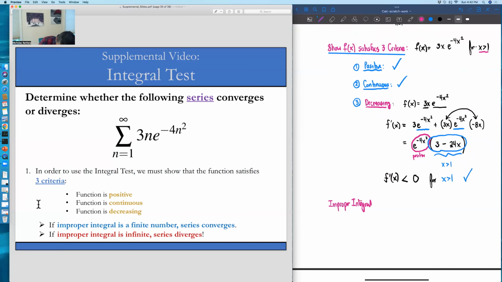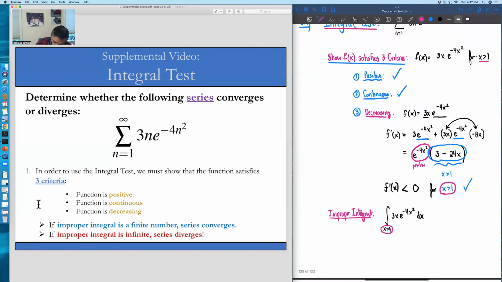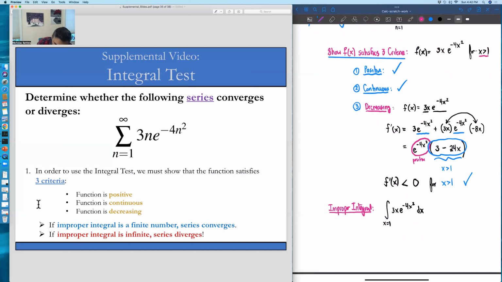So looking at this improper integral, again, we have the integral of our series function, which in this case is 3x e to the minus 4x squared. We integrate with respect to dx, and we're integrating from x equals 1. The reason we're integrating from x equals 1 is that our series starts at n equals 1. Moreover, we saw that for x values greater than 1, our series satisfies all three of those criteria. So that's where we'll start the lower bound of integration. And we integrate all the way to infinity.